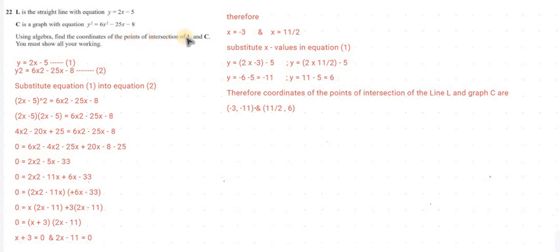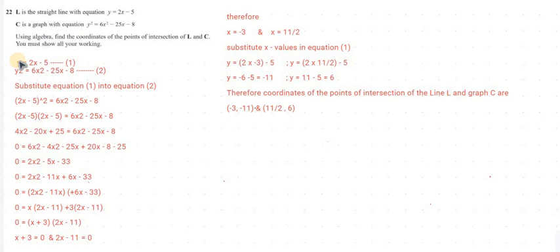To find the points of intersection of a line and a curve, or 2 lines, it's a simultaneous equation. But mainly with a line and a curve, that simultaneous equation can only be solved by the substitution method. So we already have y equals 2x minus 5 as the equation of the line. I put that as equation 1 and the curve as equation 2. So I just substitute equation 1 into equation 2.